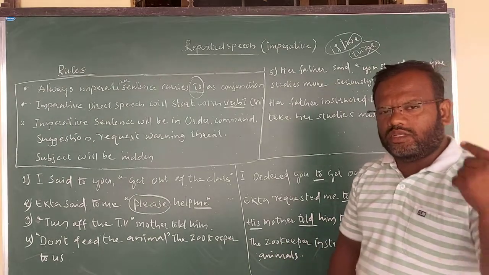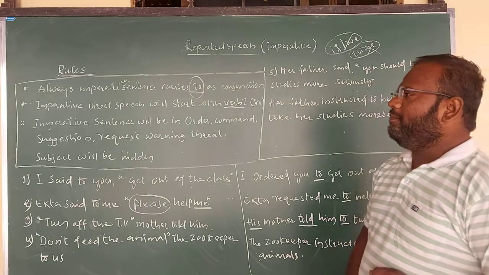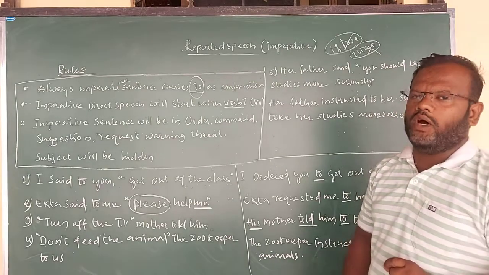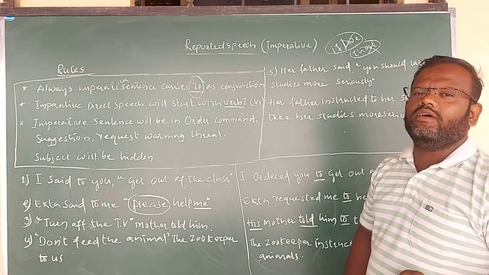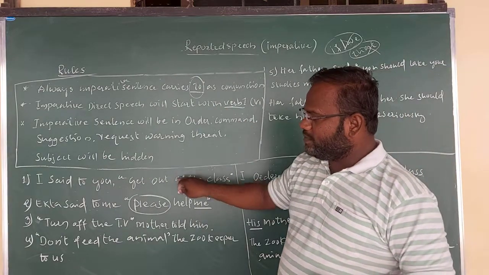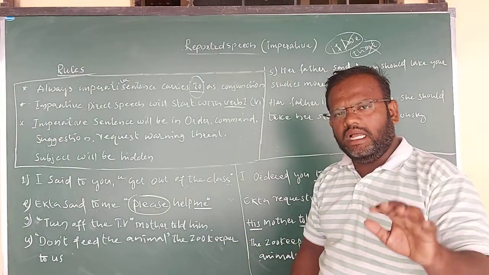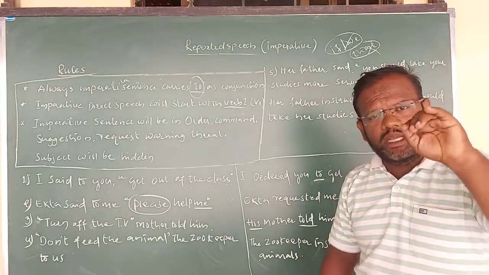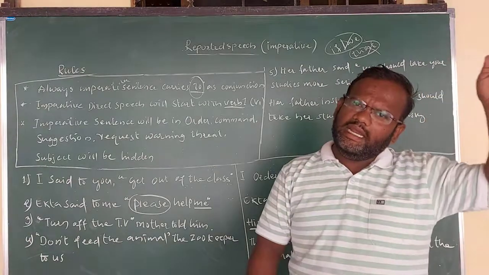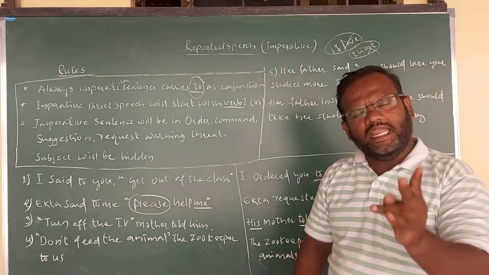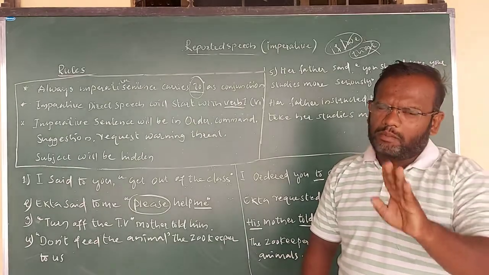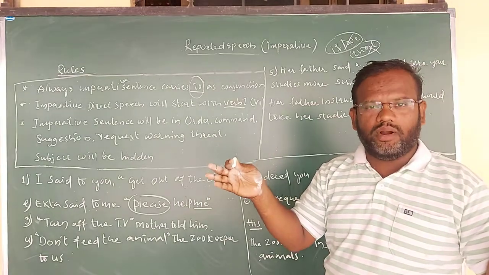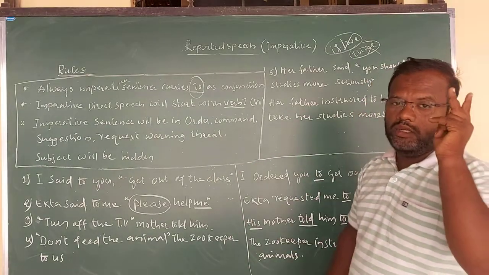Let's concentrate on rule number two. Imperative direct speech will start with the first form of a verb. It always starts with V1. Whatever imperative direct speech there is, it will be in V1 itself. And most importantly, when we change an imperative sentence, the indirect speech also carries the same V1. So the verb form will not change in the imperative sentence. Hope you are remembering the things. This is rule number two.